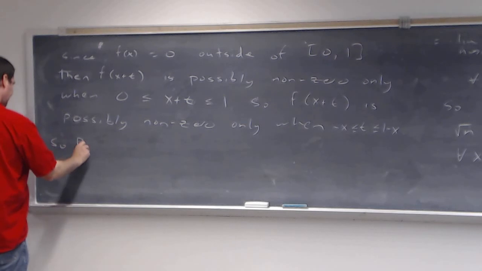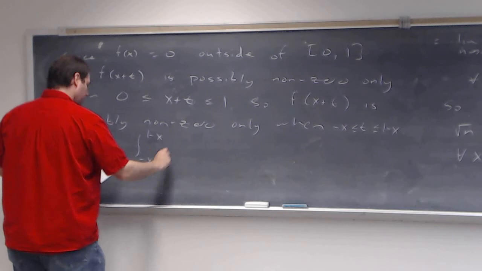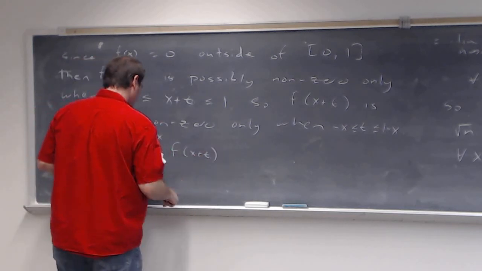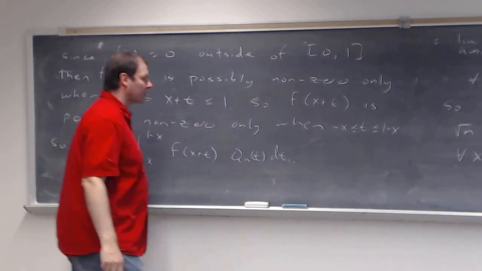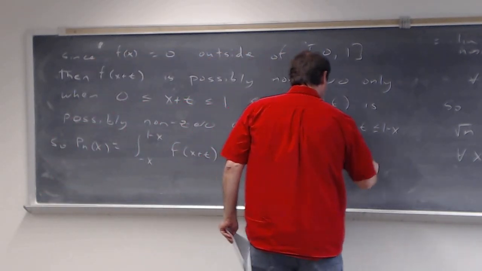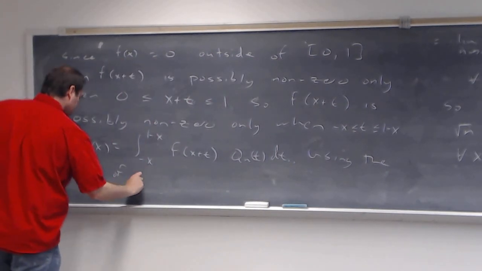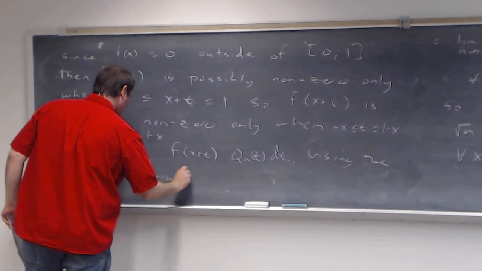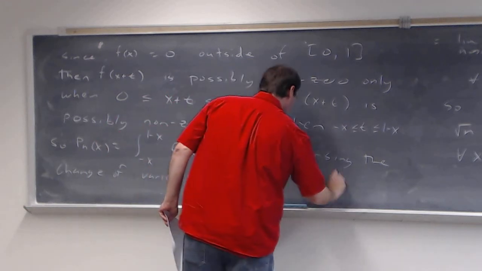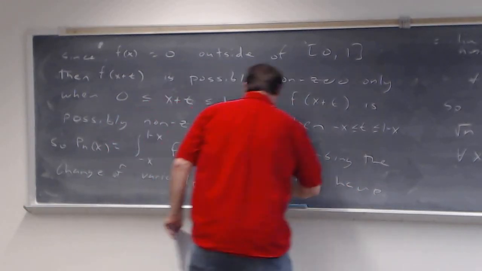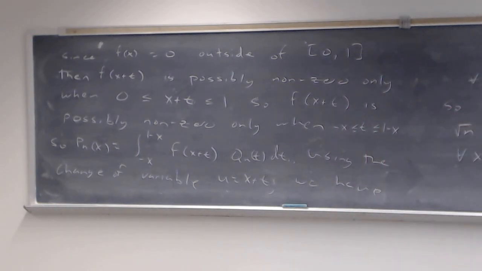So, what that says is p sub n of x was really equal to the integral from minus x to 1 minus x of f of x plus t times q sub n of t dt. Okay, using the change of variable, and here we're going to let u equal x plus t. So I'm looking at this integral here, and I'm going to let u be equal to x plus t.